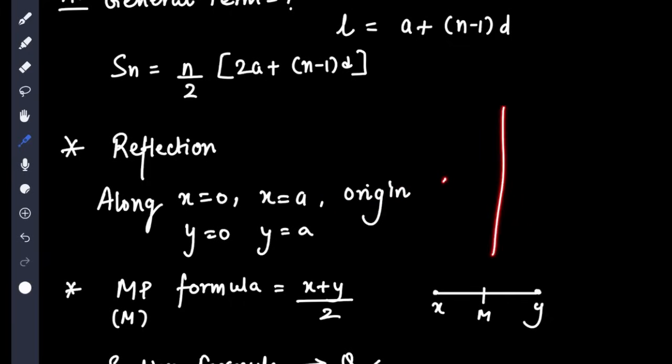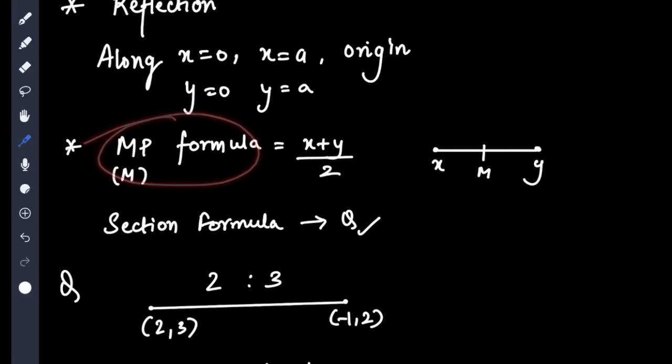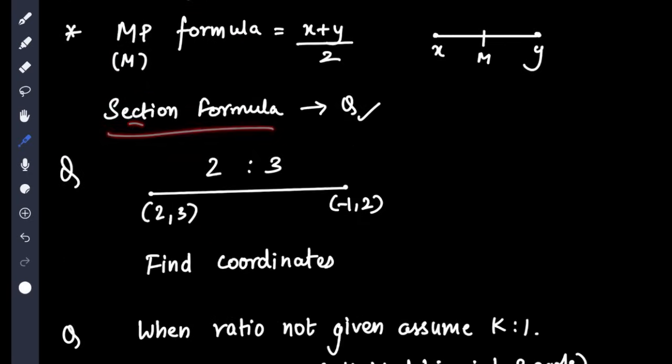You very well know you can draw the graph and then show the reflection part, like the distance here and distance here should be equal. So the coordinates will be found. And you can also use the formula. Then midpoint formula and section formula, very easy again.